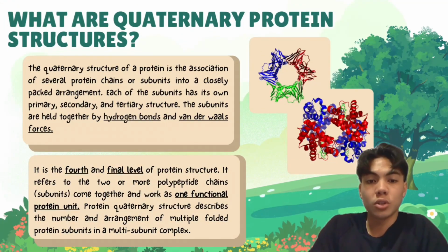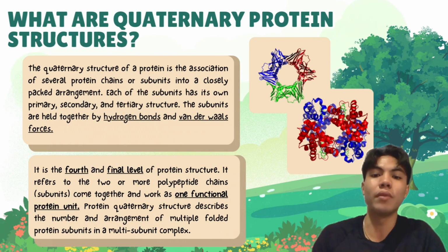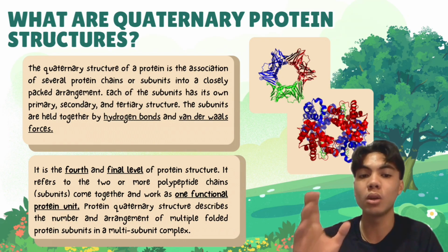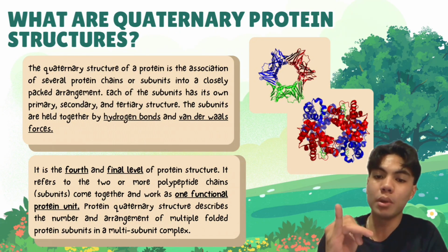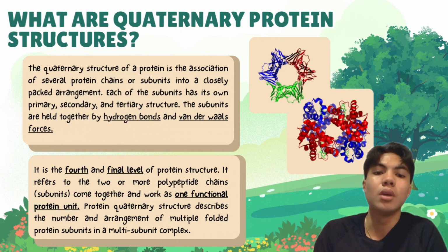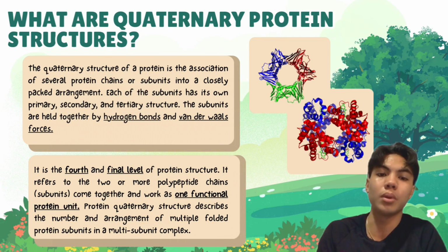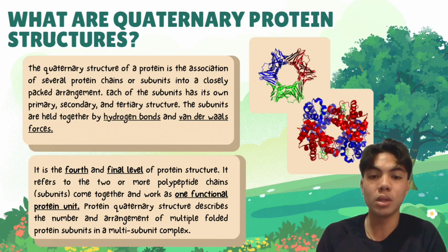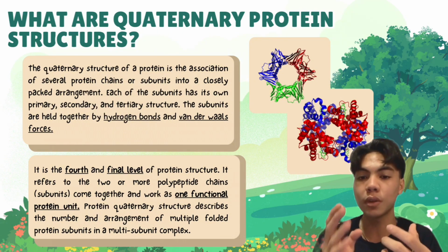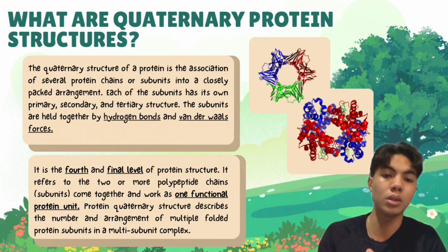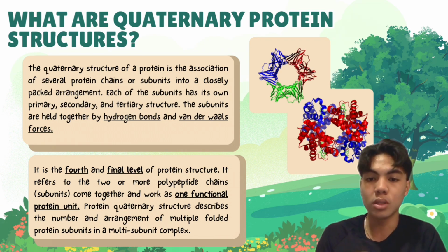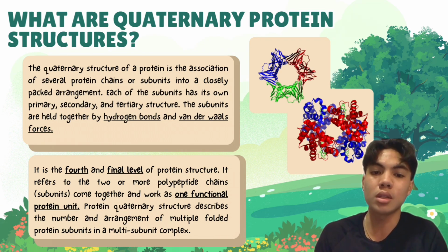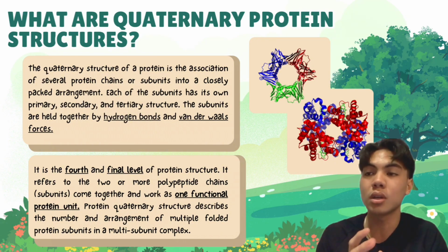The quaternary structure of a protein is the association of several protein chains or subunits into a closely packed arrangement, and each of the subunits has its own primary, secondary, and tertiary structure. The subunits are held together by hydrogen bonds and van der Waals forces between non-polar side chains. The subunits in a quaternary structure must be specifically arranged for the entire protein to function properly. Any alteration in the structure of the subunits or how they are associated causes marked changes in biological activity.